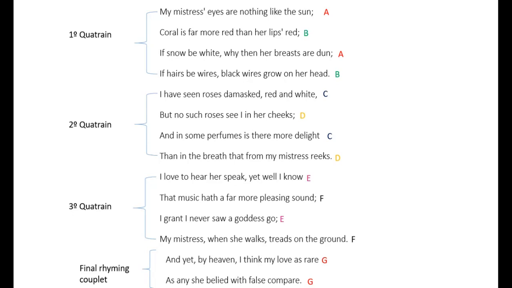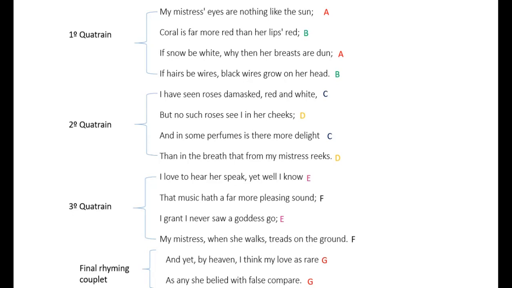Okay, let us go to the following quatrain, the last quatrain. I love to hear her speak, yet well I know that the music hath a more pleasing sound. Here hath means has. This is Old English. So I love to hear her speak, yet I am aware that music has a more delightful, more pleasing sound. So I love to hear her speak, but her voice doesn't have a musicality. She's not good at singing. She doesn't have a delicate voice. This is what he is stating.